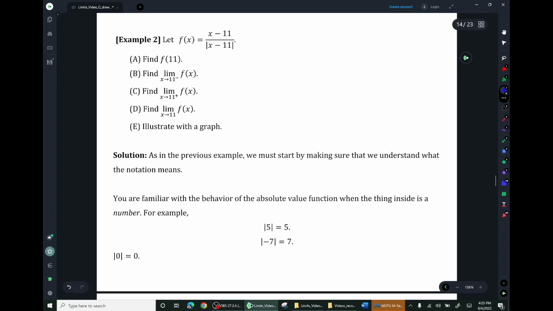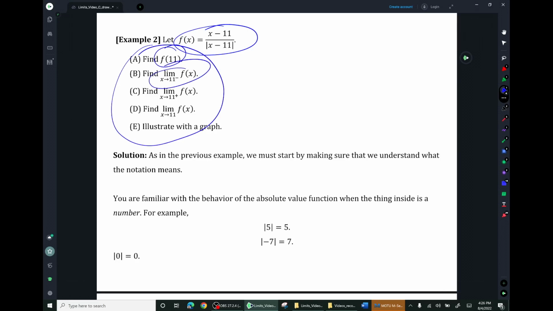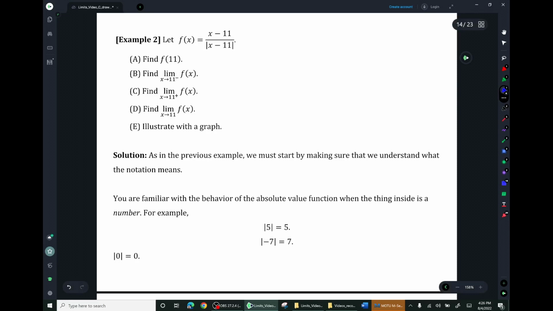In example 2, we have this function. f of x equals x minus 11 divided by the absolute value of the quantity x minus 11. So it's a very different looking formula. But then we have the same kinds of questions that we had in example 1. These 5 questions. Find f of 11, find the limit as x approaches 11 from the left of f of x, and so forth. Okay, well, as in the previous example, we have to start by making sure that we understand what the notation means.